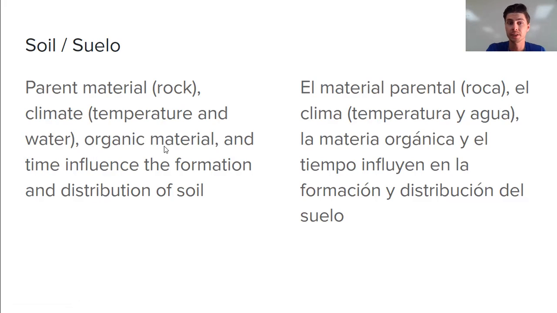Next, organic material. Organic material means plants and animals, when they die and they become part of the soil, that can influence soil characteristics. If there is more organic matter, so decomposing plants and animals, that soil is rich in nutrients and is very different from a soil that doesn't have that organic matter.